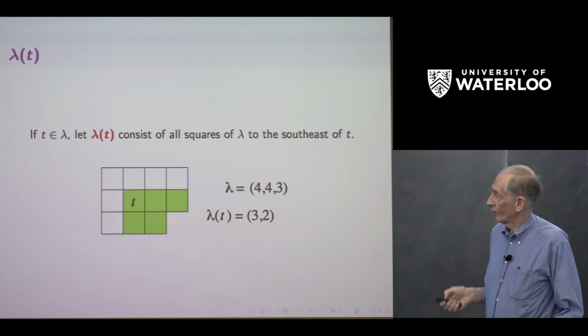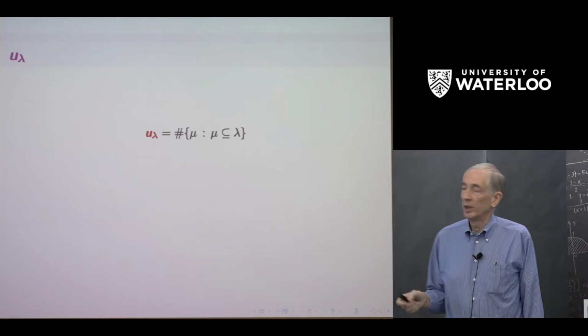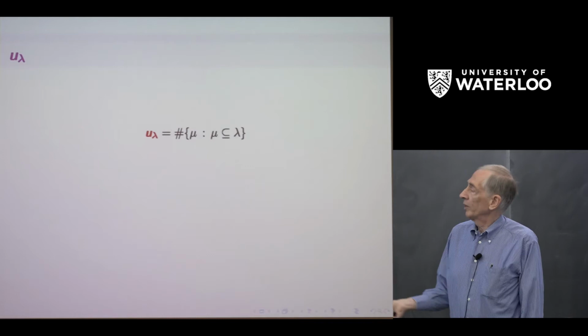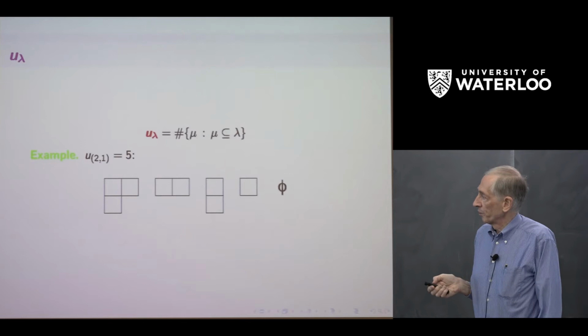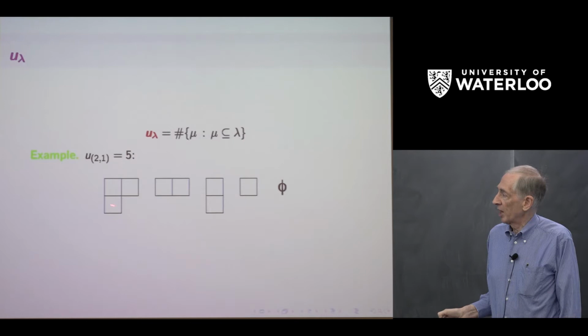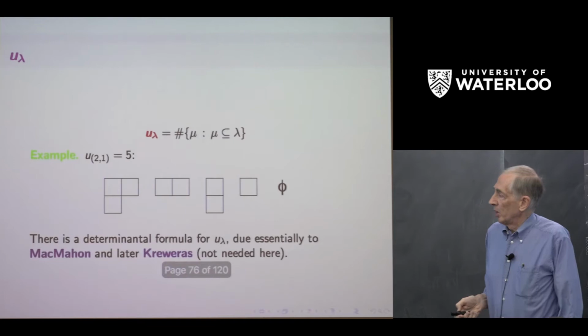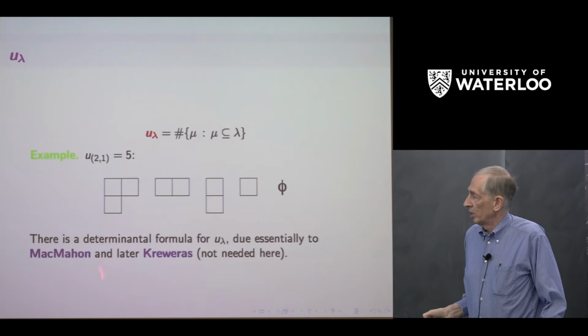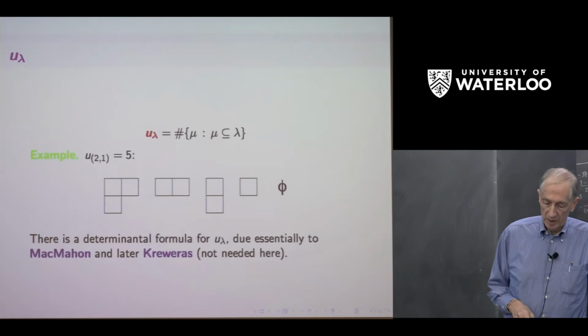And for any partition lambda, u of lambda is the number of partitions mu whose diagram fits inside of the diagram of lambda. So, for instance, when lambda is 2-1, these are the five diagrams that fit inside 2-1: 2-1 itself, 2, 1-1, 1, and empty. So u of 2-1 is 5. You can write down a determinantal formula for u lambda, which goes back to McMahon and independently Kreweras, but it's not needed for what I'm going to discuss.